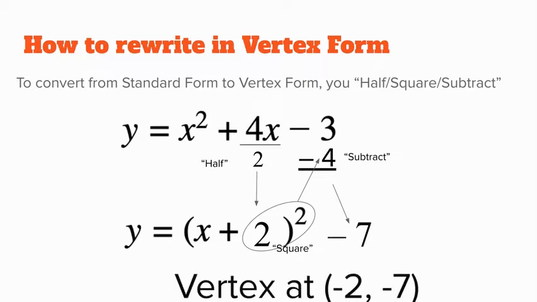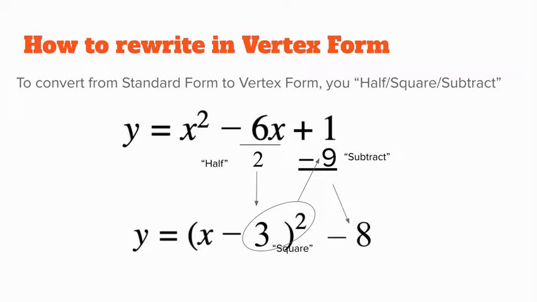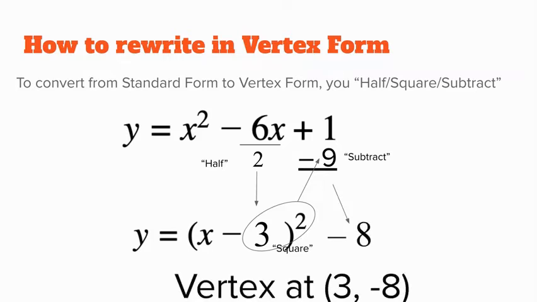Let's try another one. y equals x squared minus 6x plus 1. So the first thing I'm going to do is take half of that middle number, and I get negative 3. That goes down into the parentheses. And then I'm going to square that, and I get 9, and I'm going to subtract that from that 1 at the end, and I get negative 8. And so then my vertex is at a positive 3, negative 8. Now, if you want to go the other way from vertex form into standard form, all you have to do is follow order of operations. So you do (x minus 3) squared, you'd either do box or your FOIL method, and then at the very end, combine like terms with your 8.